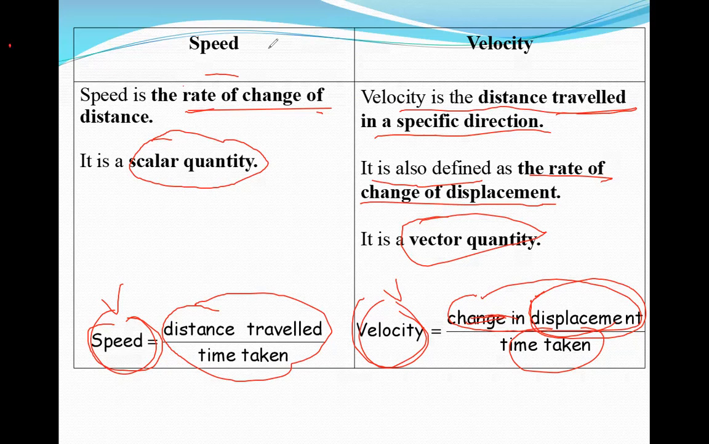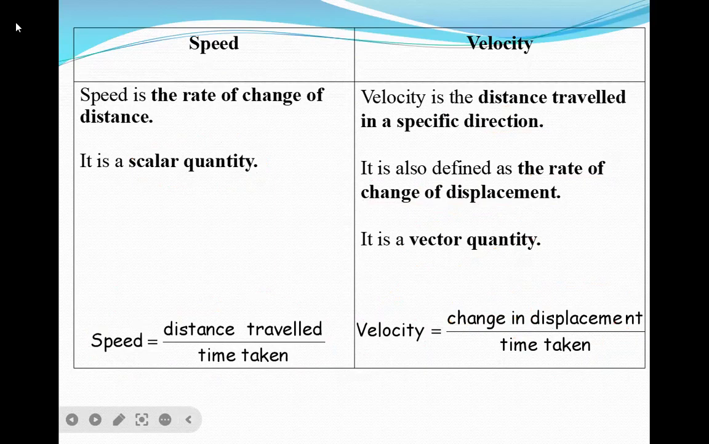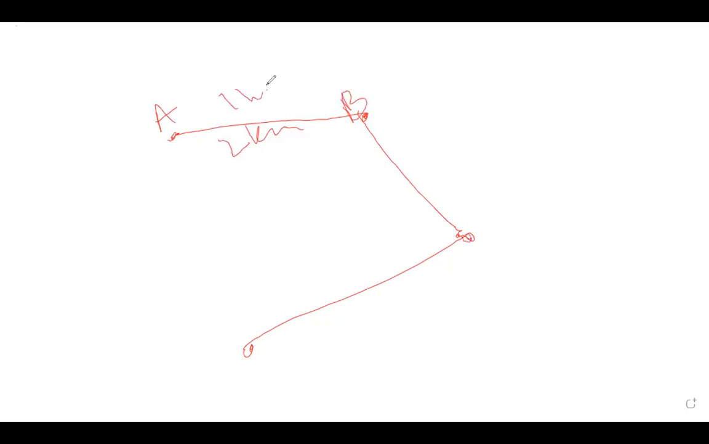For example, I have a body and it travels starting from point A toward B, toward C, and then toward D. From A to B, the distance is 2 kilometers and it is covered in 1 hour. After that, from B to C, it's also 2 kilometers covered in 1 hour. From C to D, 4 kilometers covered in 2 hours.